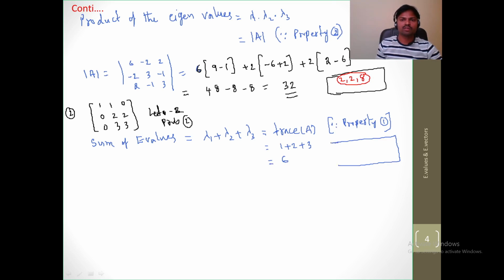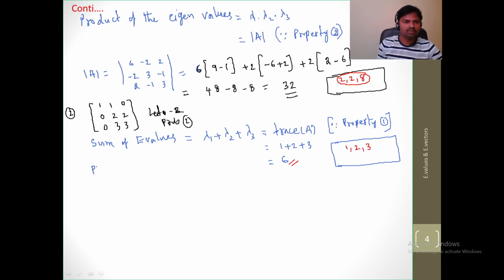Let us cross verify. Have you remembered the eigenvalues? Simply, the diagonal entries are nothing but the eigenvalues for an upper triangular matrix. So 1, 2, 3 are the eigenvalues for the upper triangular matrix. So do the addition, you will get 6. Verified. Yes or no?